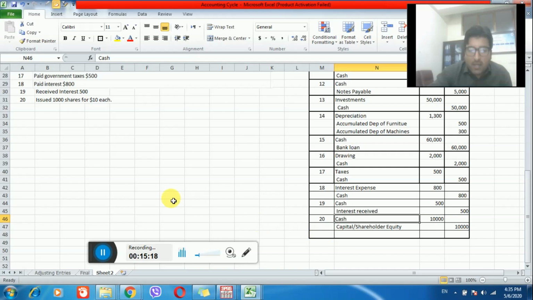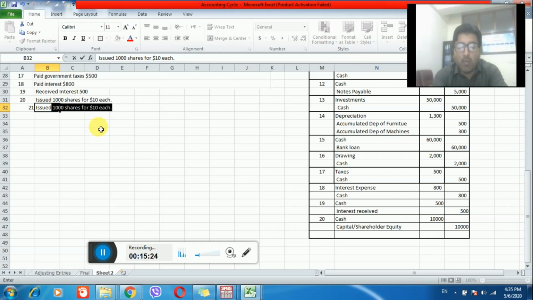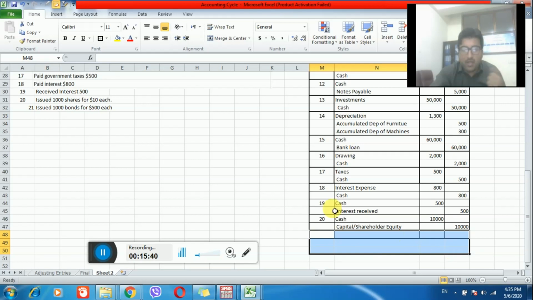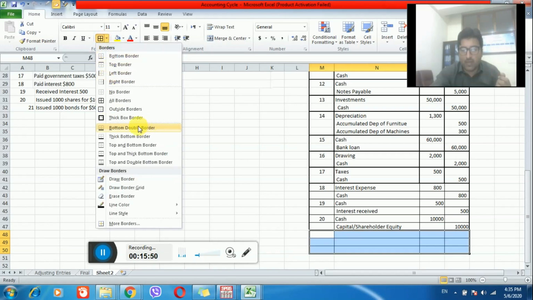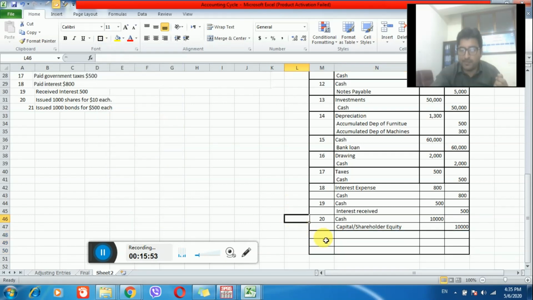So one more example, let me write it here, number 21. For example, the company issued 1,000 bonds for $500 each. Now again the company is raising funds, but what is the procedure here? The company is now, in 21, raising funds by issuing bonds.